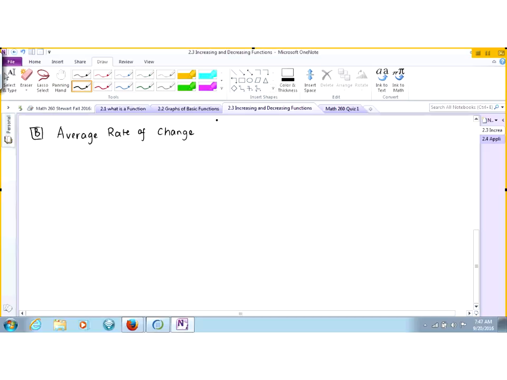So rate of change is actually speed. So rate is speed, right? So for example, what is the distance between LA and San Francisco? About 400 miles, 380. The distance between LA and SF is, let's just say, 380 miles. Okay. And how long does it take you to get there?